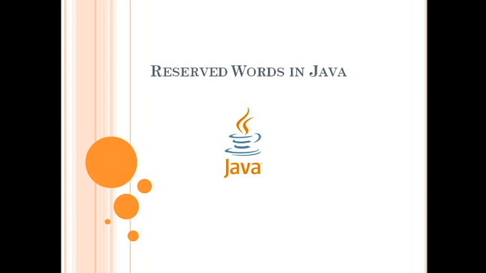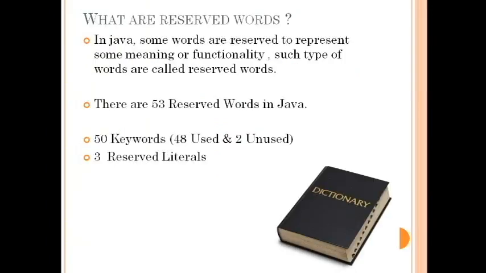So in Java, some words are reserved to represent some meaning or functionality, and such type of words are known as reserved words. So how many reserved words are there in Java? There are 53 reserved words in Java, out of which 50 are keywords and 3 are reserved literals. Out of those 50 keywords, 48 are in use and 2 have been deprecated by the Sun people.